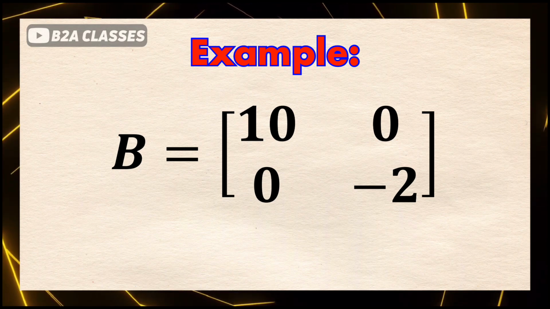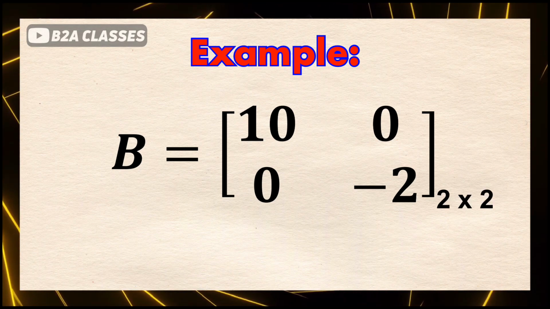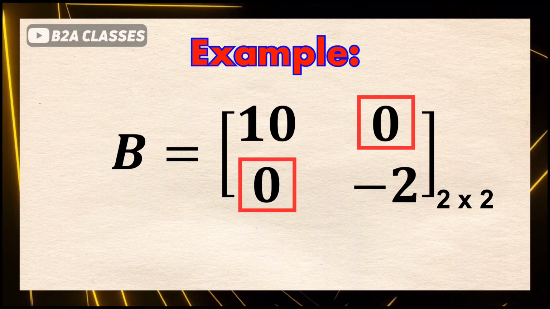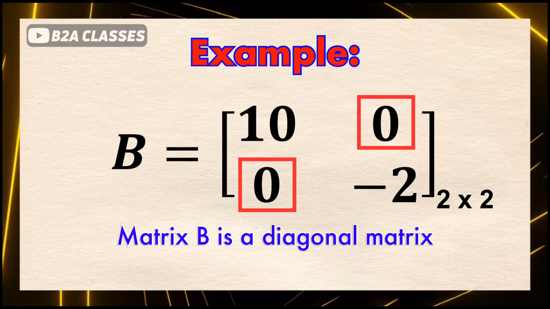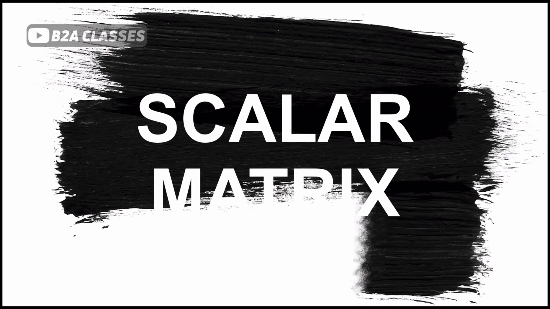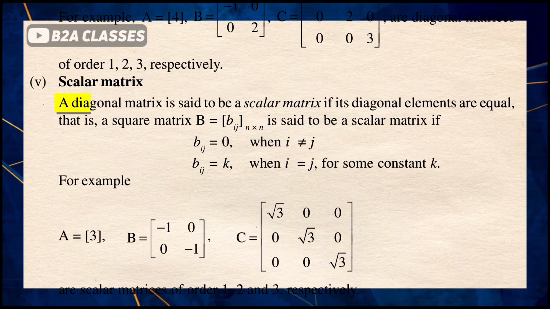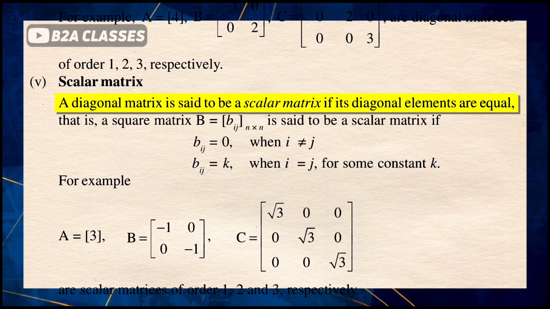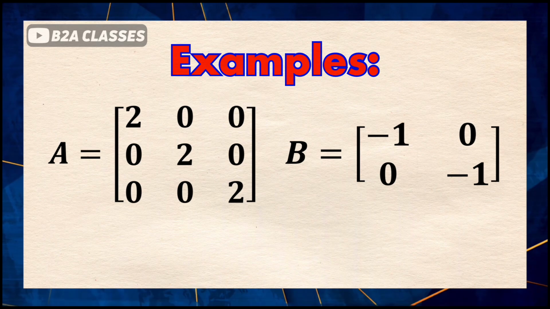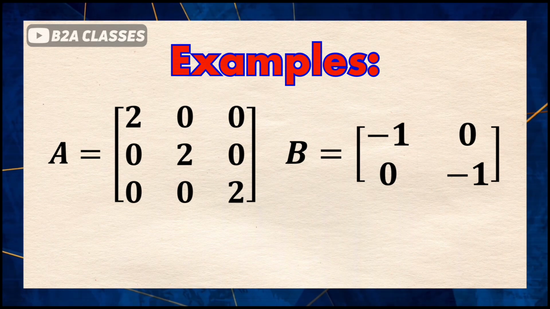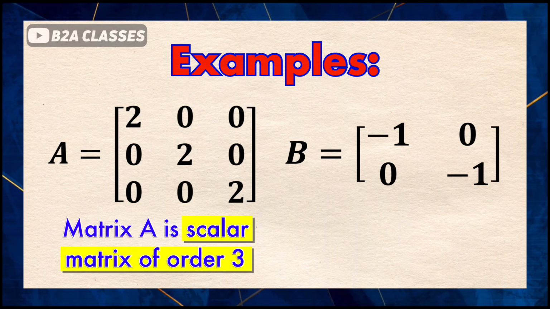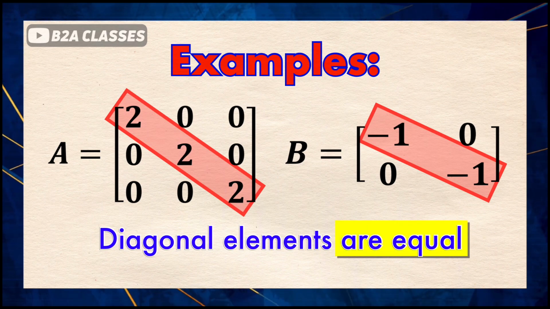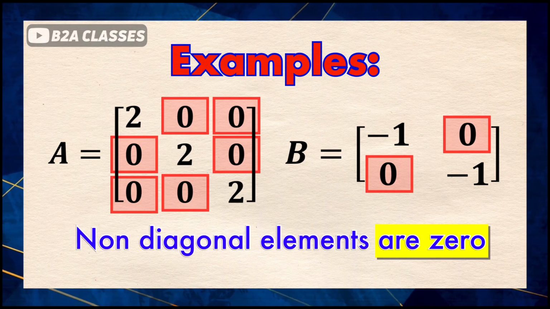So this is another example of a diagonal matrix, which is a square matrix of order 2. You can see elements other than the diagonal elements are 0. Therefore, this is a diagonal matrix. Next type of matrix is a scalar matrix. A scalar matrix is a diagonal matrix in which all the diagonal elements are equal or same. These are examples of scalar matrix. Matrix A is a scalar matrix of order 3. Matrix B is a scalar matrix of order 2, in which diagonal elements are equal and non-diagonal elements are 0.